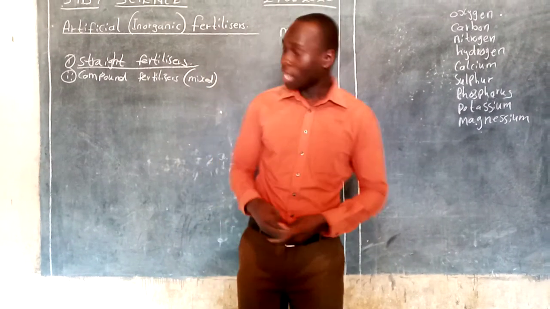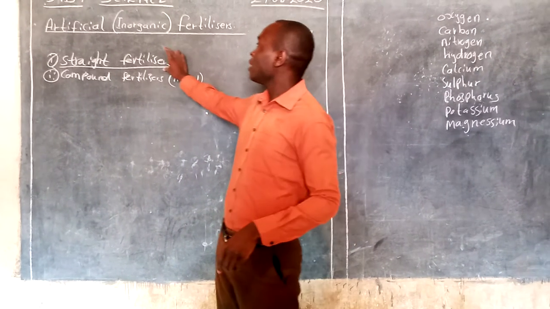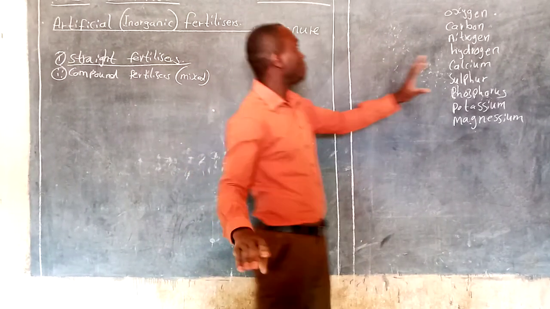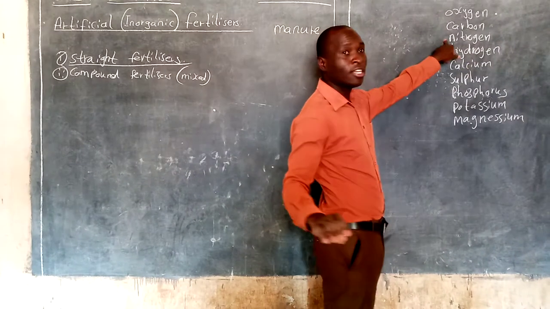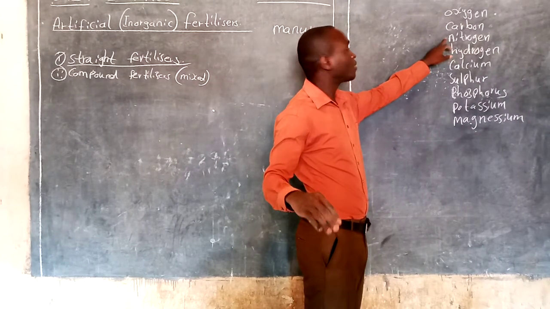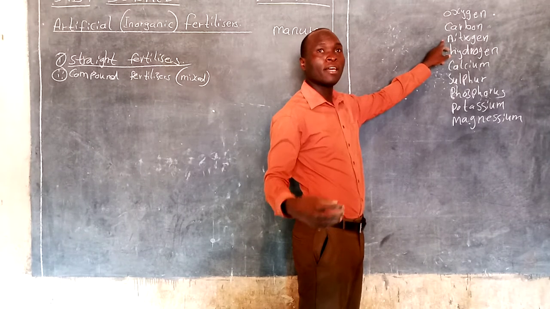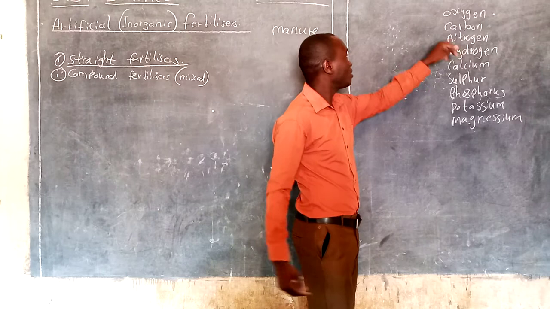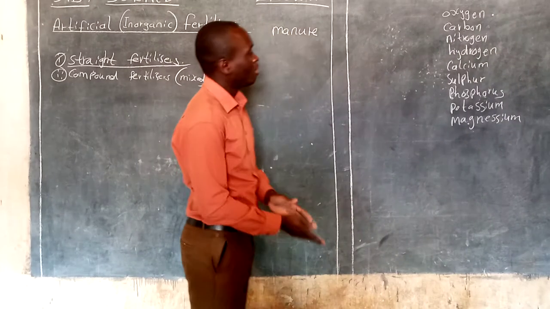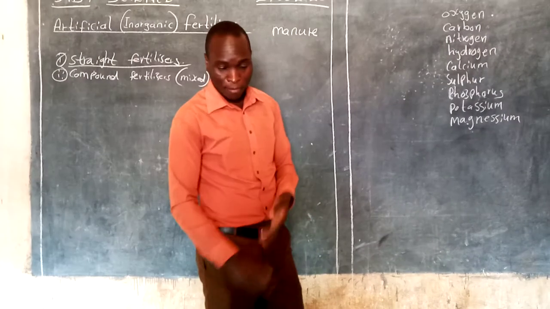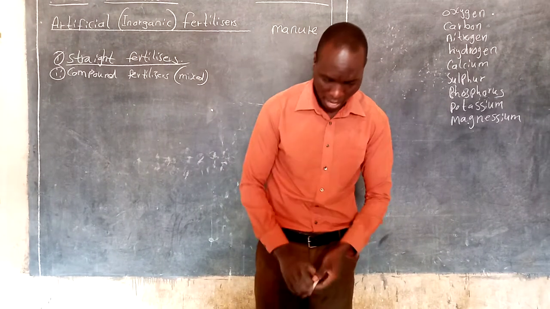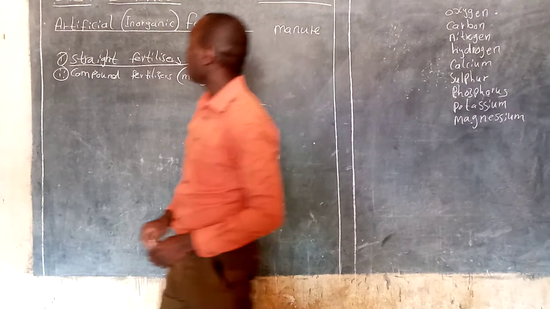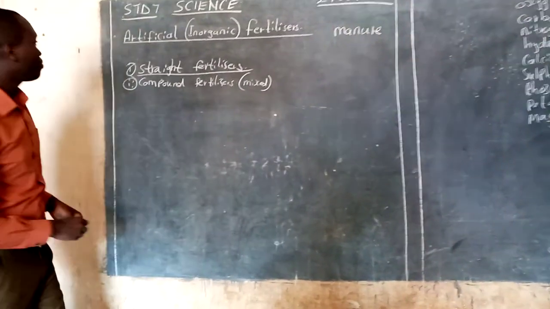So these straight fertilizers will just provide the plants with only one macronutrient. Maybe it is nitrogen. If this fertilizer is going to supply our plants with nitrogen, we shall call it a nitrogenous fertilizer. So we have nitrogenous fertilizers, phosphatic fertilizers, and potassic fertilizers. Let me move ahead and look at the phosphatic fertilizers. Remember, a phosphatic fertilizer is a straight fertilizer.